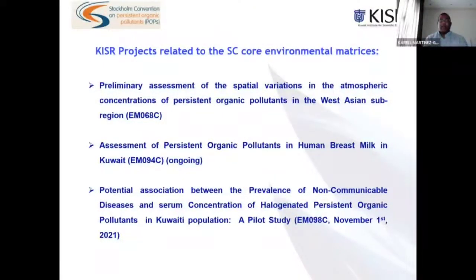And fortunately, just last month, we got the approval of a new project regarding blood. It will study a potential association between the prevalence of non-communicable diseases and serum concentration of halogenated POPs in the Kuwaiti population. This is led by me, and it will kick off on November 1st, so almost next week.